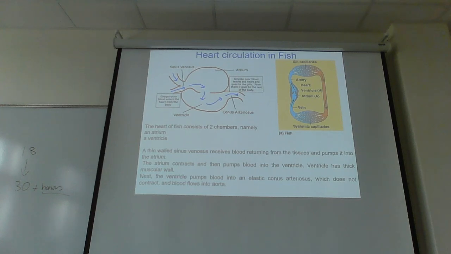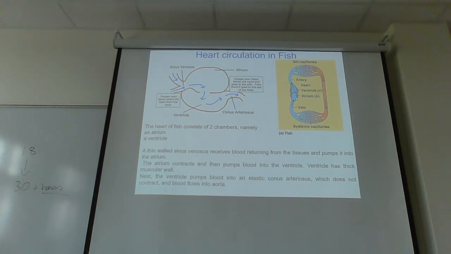Now here the heart is simpler. It only has 2 chambers. It's 1 heart with 2 chambers, and the circulation is 1 circulation that goes through the gill capillaries and then to the body. So what happens is that the blood, as you know, the blue is the unoxygenated, the red is the oxygenated blood. This is a circulation.